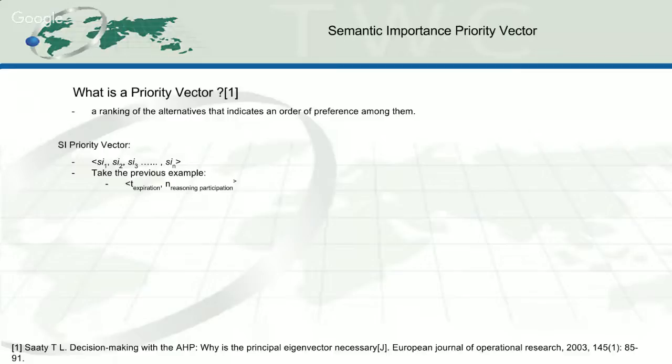Yeah. Cool. And that's why we propose the semantic importance priority vector. What is a priority vector? It's a ranking of the alternatives that indicates an order of preference among them. The semantic importance priority vector is composed of several semantic importance values, SI1, SI2, SI3, SI4, but we give the priority to the front ones. For example, we have discussed expression time step and reasoning participation. We concentrate more on expression time step. Although reasoning participation also contributes to the final determination of whether to evict the data or not, we concentrate on expression time step because once this data becomes invalid, the result will be invalid and will harm the whole overall system.